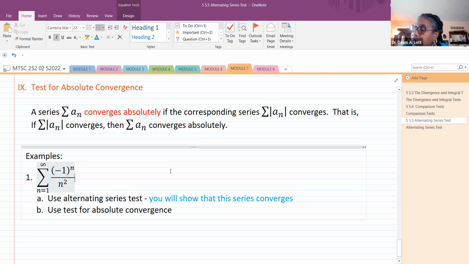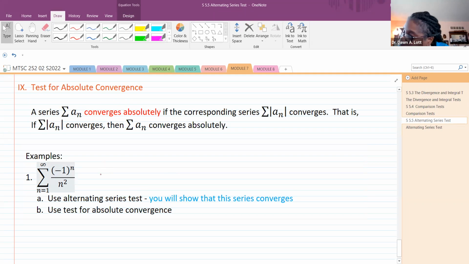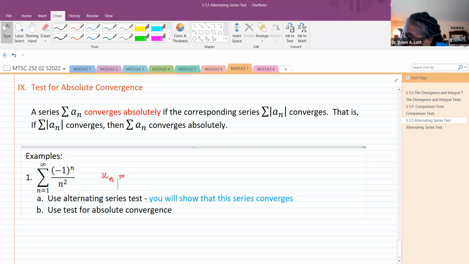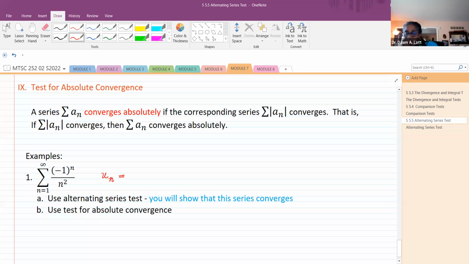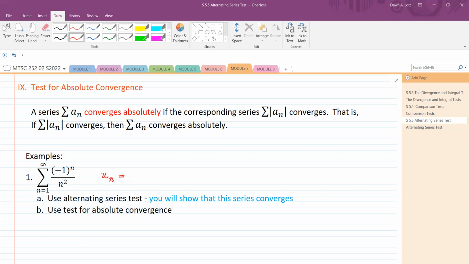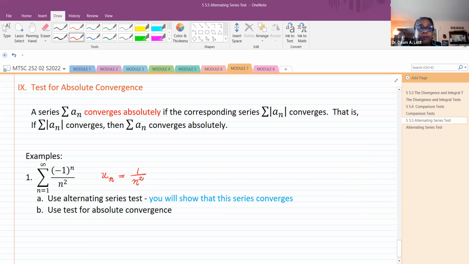What is UN? Is it 1/n squared? That's it. So that's UN. All the terms are positive. UN is bigger than UN plus 1, and the limit of that is 0. So yes, we can show that this series converges.